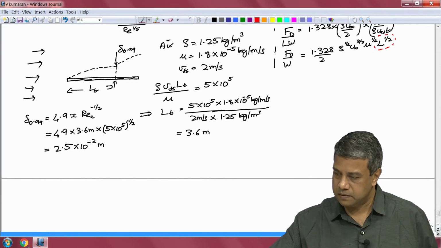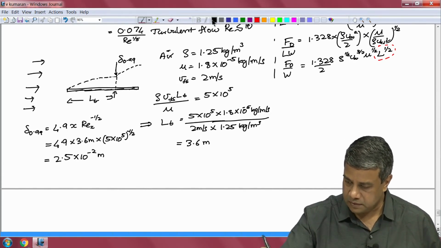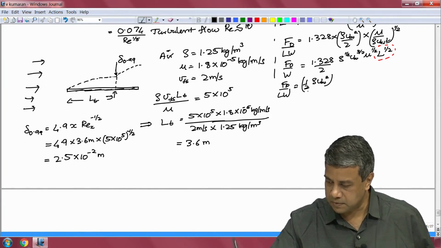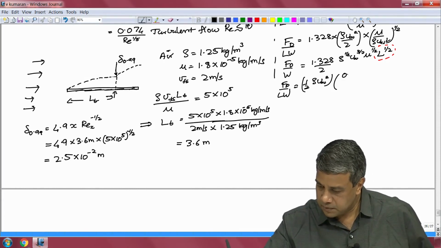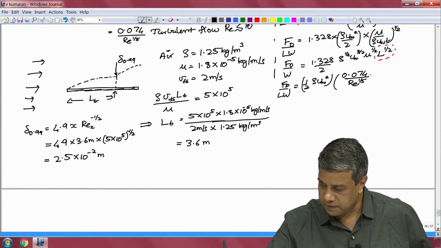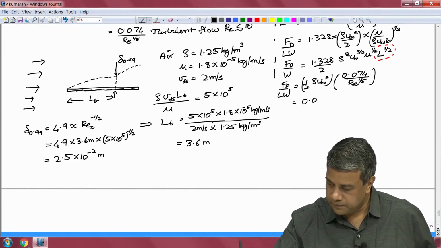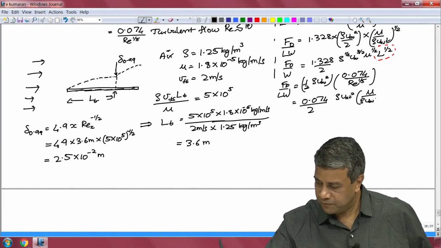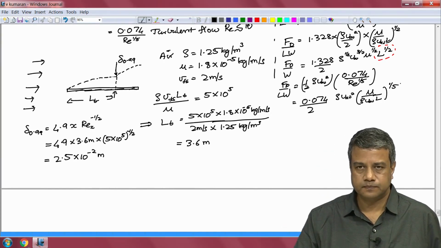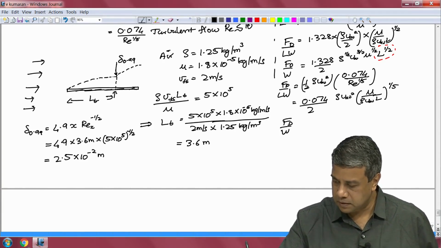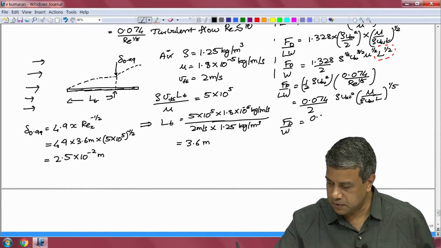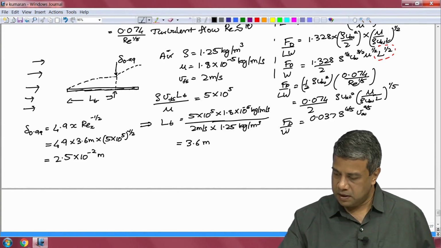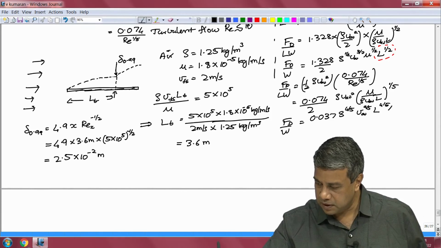On the other hand, if you have a turbulent flow, you know that Ft by Lw will be equal to half rho V average square, the kinetic energy per unit volume, into 0.074 by Re power 1 by 5. Therefore, the drag force per unit width will be equal to 0.074 by 2 is 0.037, into rho power 4 by 5, V average power 9 by 5, and I have multiplied throughout by length here. So, I will get an L power 4 by 5 and mu power 1 by 5.